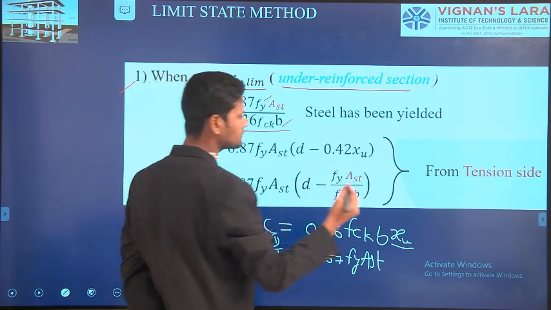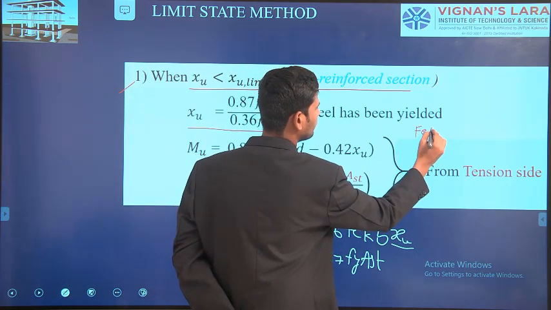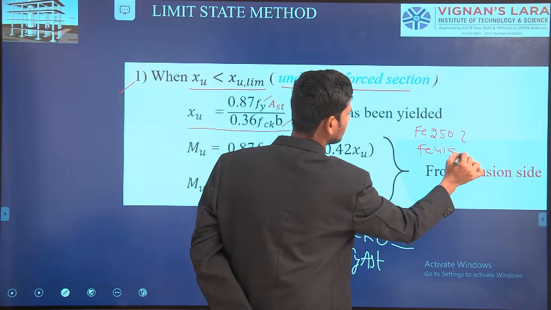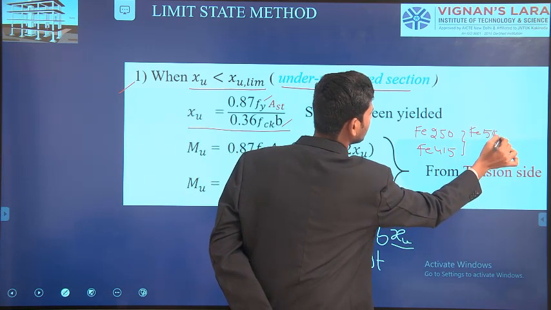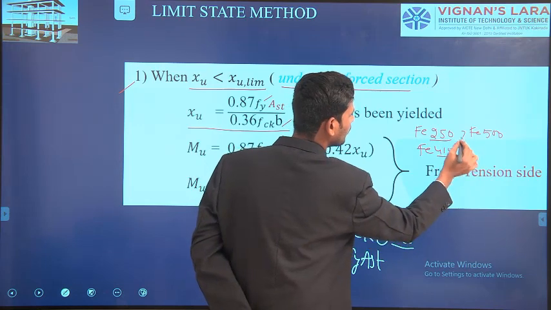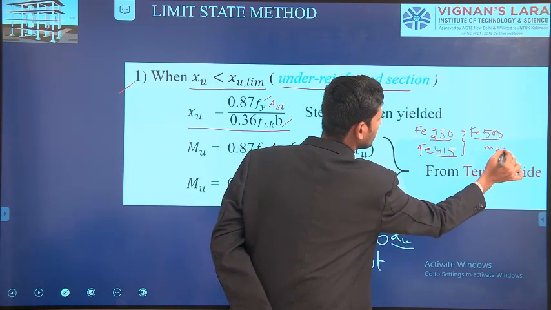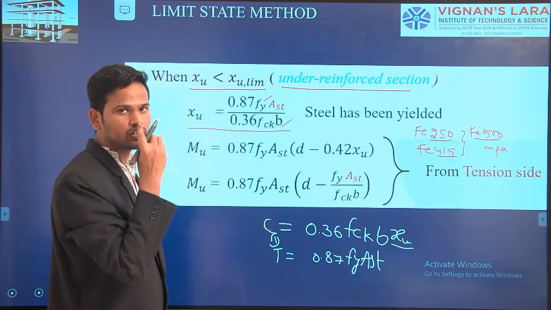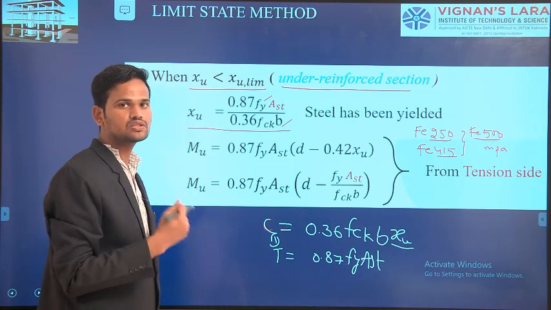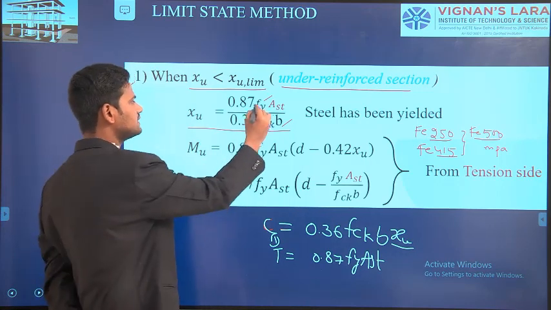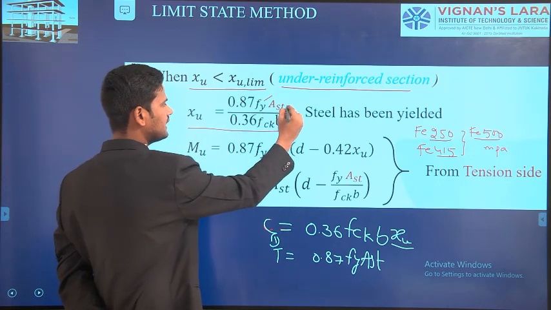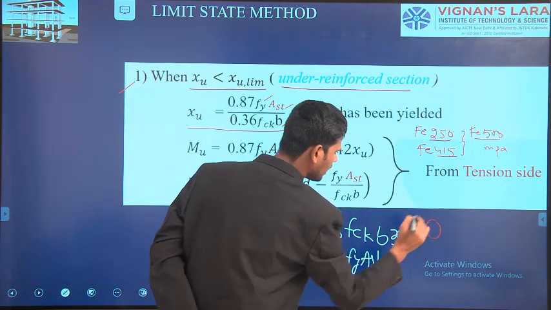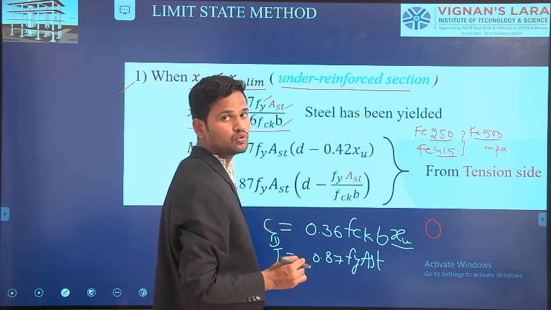We have different grades of steel: Fe 250 grade steel, Fe 415 grade steel, and Fe 500 grade steel, where these values 415, 250 and 500 are in megapascals. That means 415 newton per mm square, 250 newton per mm square, and 500 newton per mm square. Those are the parameter values for the grades of steel. Based on this grade of steel and the area of steel, where Ast is the area of the steel bars we are providing, we have to calculate that area.